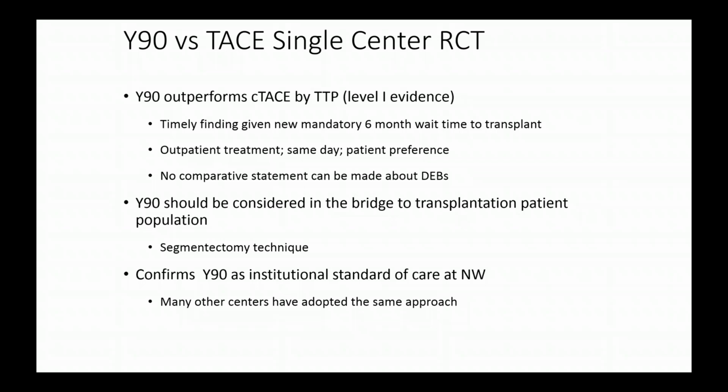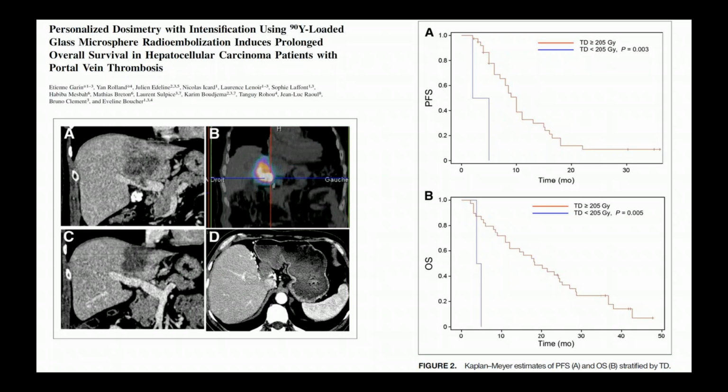This is another study. I want to talk a little bit about dosimetry again. We answered some questions yesterday about portal vein tumor thrombus and treatment with Y90. So this is Dr. Gurin again. He's done a great amount of work looking at dose to tumor and surrogacy. This is a study that was published a couple years ago looking at personalized dosimetry to areas of portal vein tumor thrombus and looking at their survival.